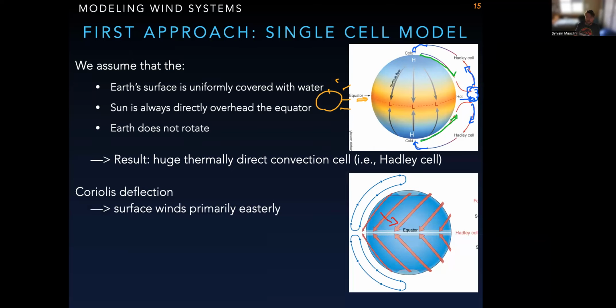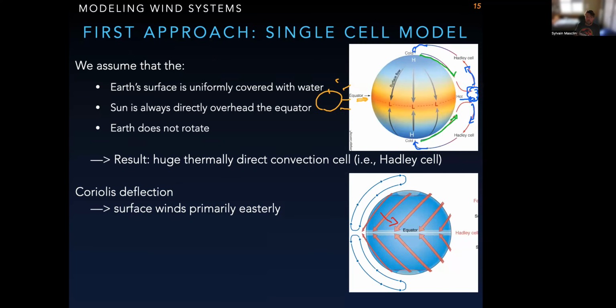Another issue comes from the fact that the Earth is rotating. With the rotation of the Earth, we have to introduce a force called Coriolis. Coriolis will deflect, will change the wind direction, usually to the right in the northern hemisphere. That's something this model doesn't take into account.